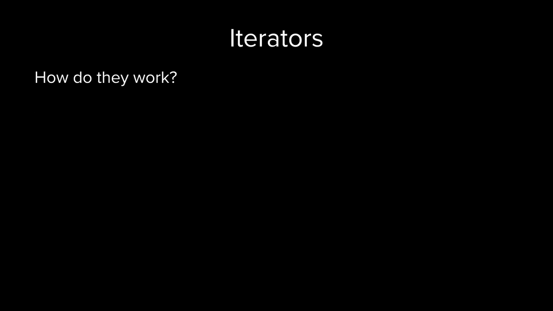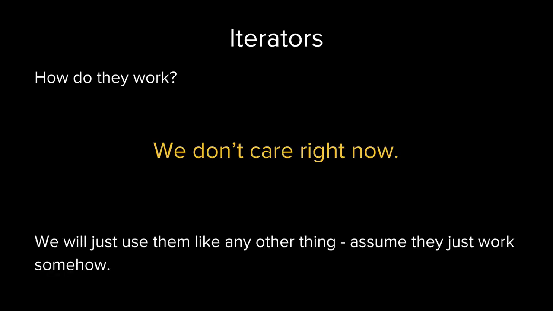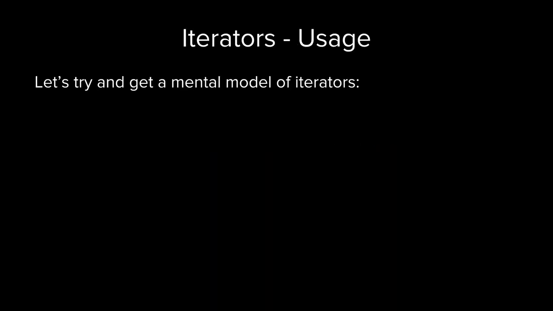The question you might be asking is, how does this magical great thing work? My answer to you is we don't care right now, because we're going to trust that they work and let the abstraction of iterators do their thing. We're just going to learn how to use them, and if you want to learn how to implement them, take 106. So we'll just use them for now. But the idea is pretty intuitive if you keep in mind we're trying to behave like indices, but work more generally.